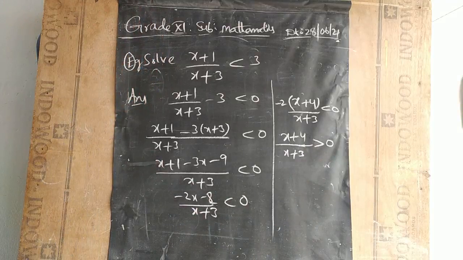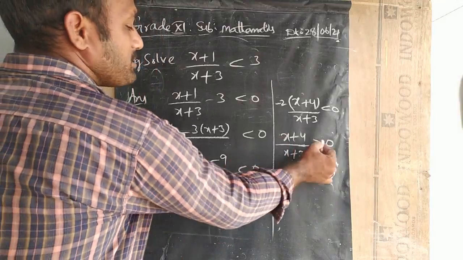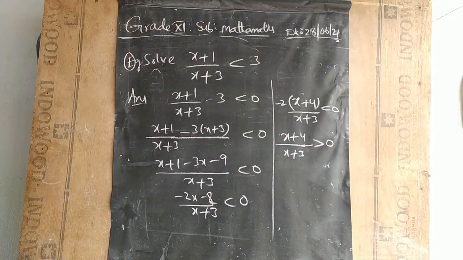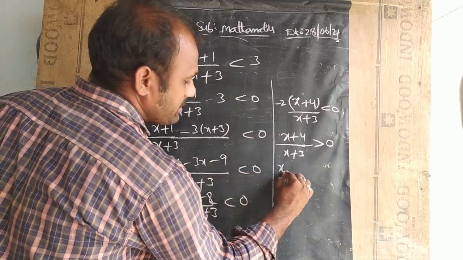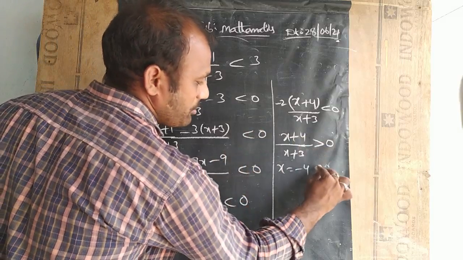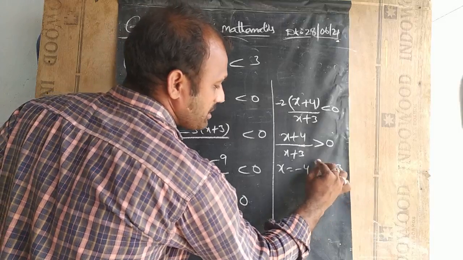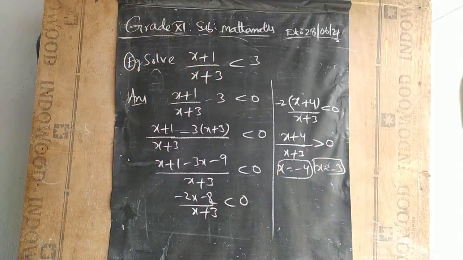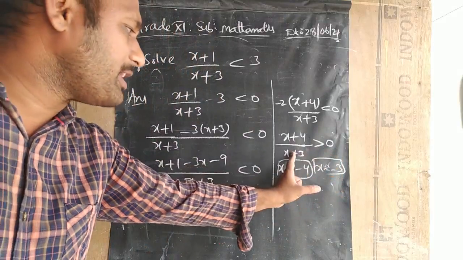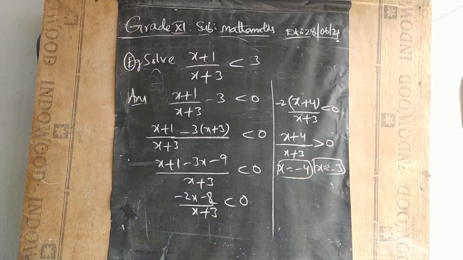Our values are (x plus 4) by (x plus 3) is greater than 0. So these are the values. Now x is equal to minus 4 is one value, x is equal to minus 3 is another value. Means x plus 4 is equal to 0, so x will be minus 4, and x plus 3 is equal to 0, so x will be minus 3.